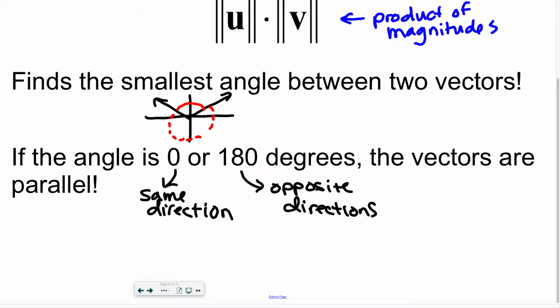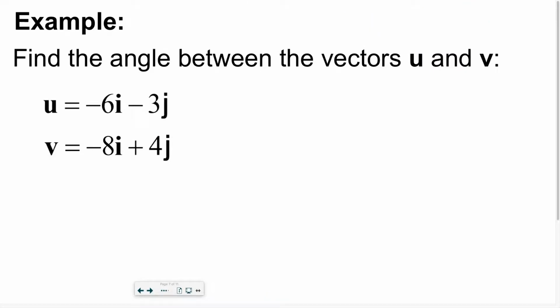So we're going to use this formula to calculate an angle, actually. These are the same two vectors that I gave you before, right? So we already know the dot product. What's the dot product? U dot v was 36. Okay, great.